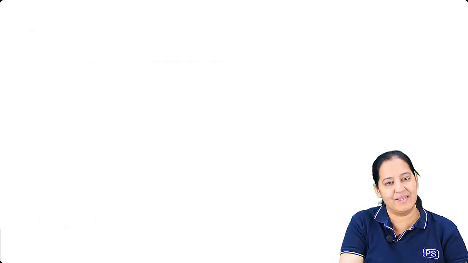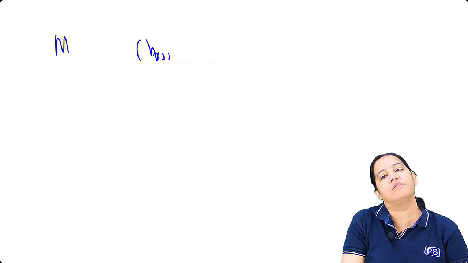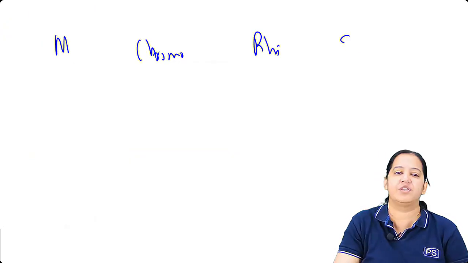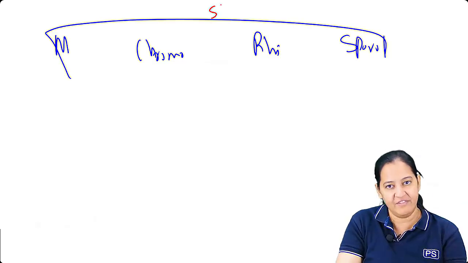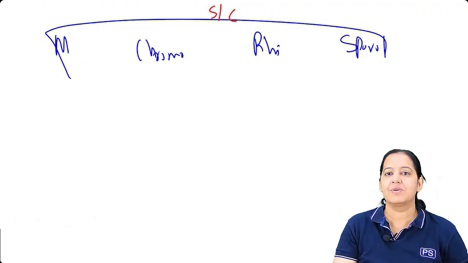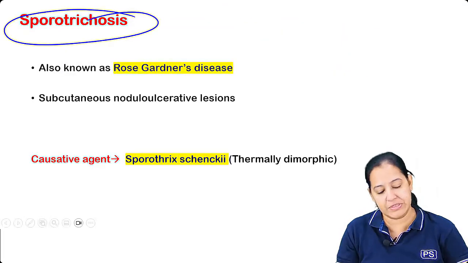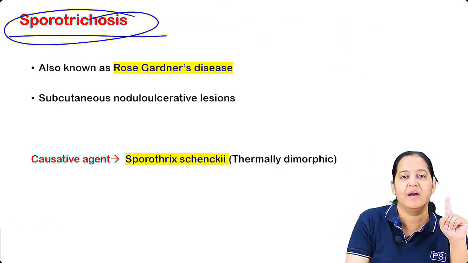So we have seen mycetoma, we have seen chromo, we have seen rhino, and now I'm teaching you the last one here, the sporotrichosis. The subcutaneous will be done. And then we will move to the next category. ठीक है जी? So let me complete the last one, sporotrichosis. Let's start sporotrichosis quickly. अच्छा, है ना?